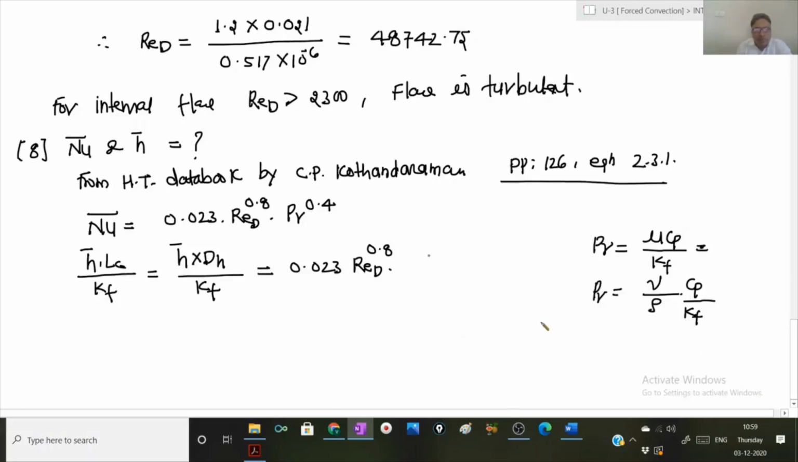So putting the formula here, nu into Cp over rho into Kf power 0.4.